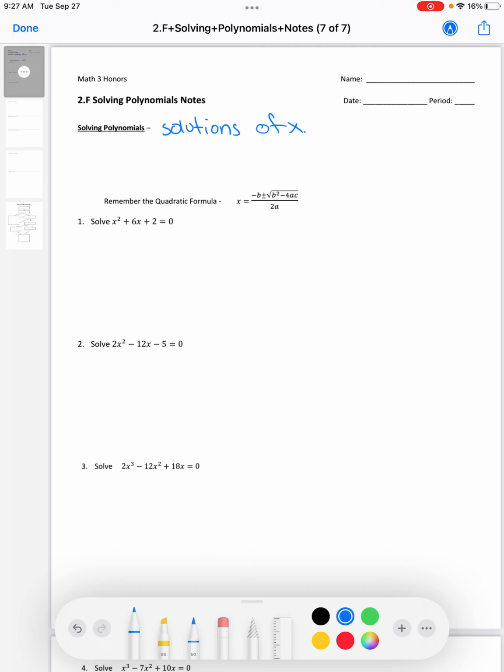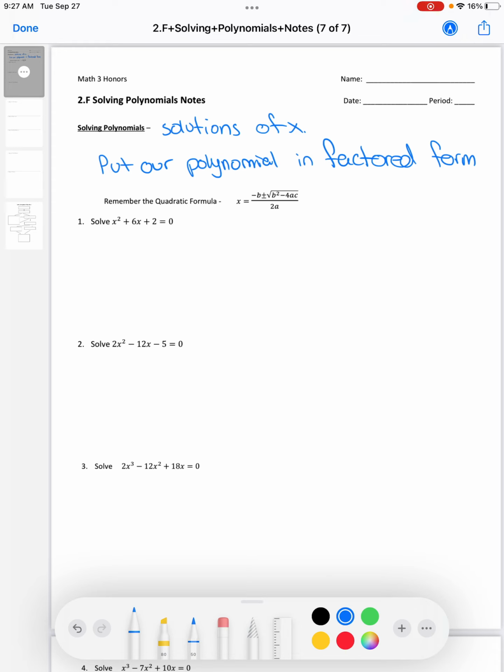And to do so, we need to put our polynomial in factored form. So let's do that, put it in factored form. And we know how to put polynomials in factored form. We know how to do that with synthetic division. But before we get to solving polynomials, I want to do a quick review of solving quadratics.